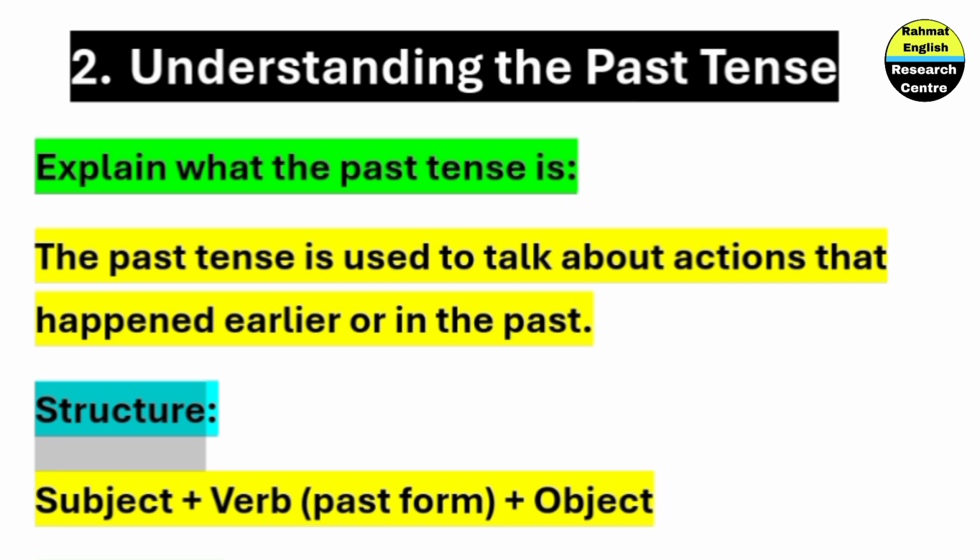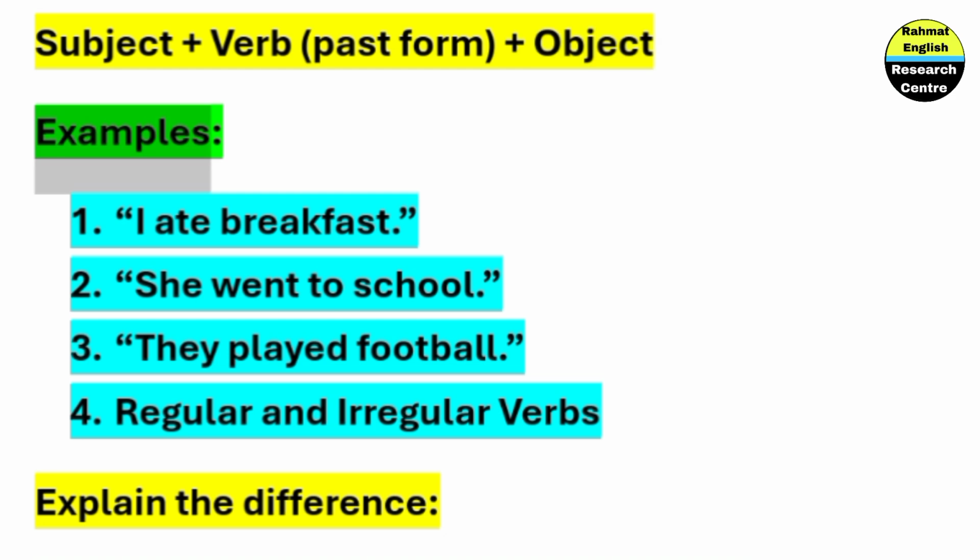Structure. Subject plus verb, past form, plus object. Examples. I ate breakfast. She went to school. They played football.